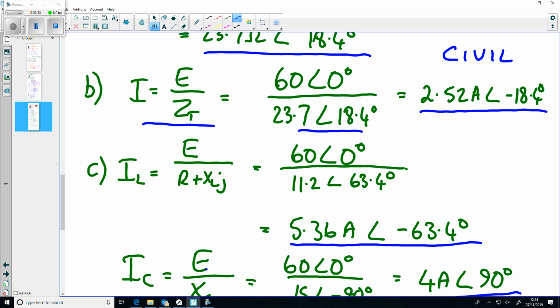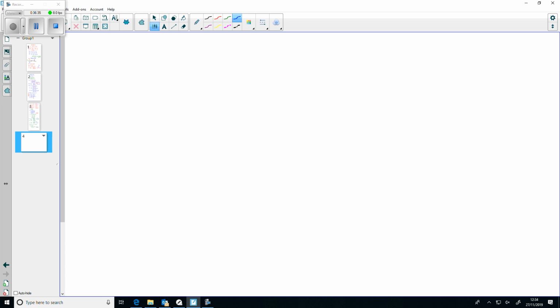One more little thing I want to cover this week, and then next week we'll just have a look at using Thevenin's theorem to analyse an AC circuit, and then we'll move into revision. Alright?